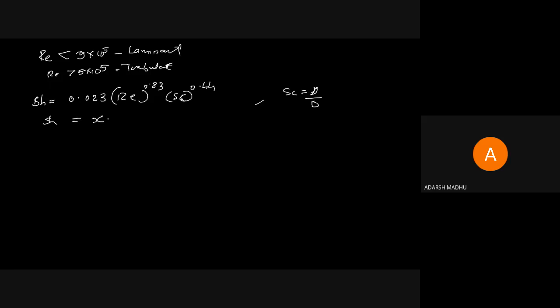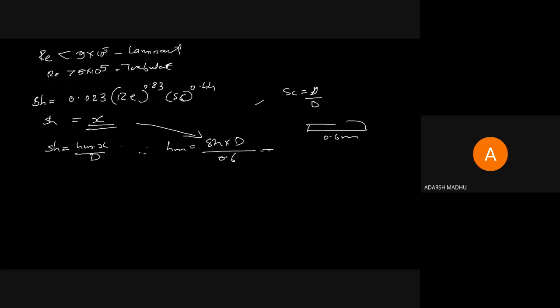If the Sh value is something x, you have the equation, right? Sh equal to hm into x by d. Here x is the total length. You want to find the value of the mass transfer coefficient for the entire length, the end of the plate, that is 0.6 meter. So x equals 0.6. Therefore, hm equal to Sh into d by 0.6. d is 0.26 into 10 power minus 4. Sh value is what you want to find out, and you can directly find the value of hm here, in meter per second.